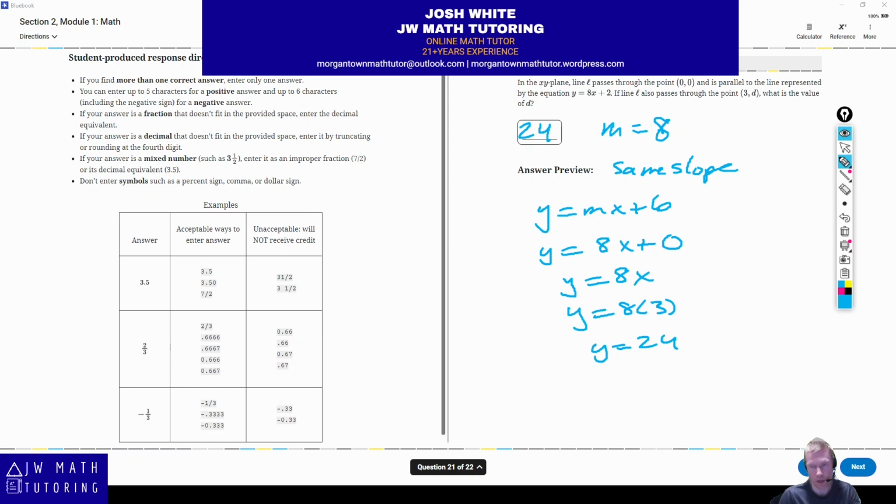Once you know the equation is y equals 8x, you could go to the calculator, graph it, and then just go to where x is 3 and see that its y value is 24, but it's really not that much quicker than just plugging in 3 and multiplying 8 times 3.